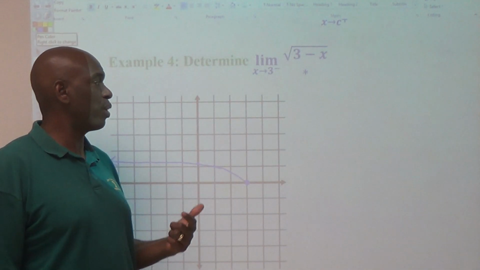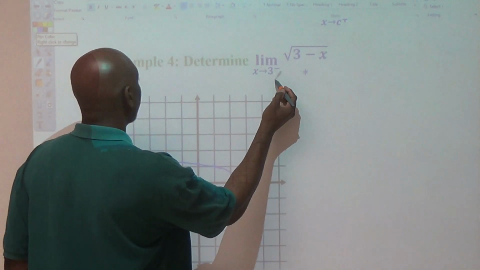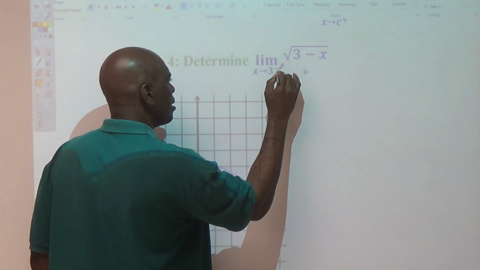Now we want to know what is the limit as x approaches 3 from the left. See, this minus sign right here means what?